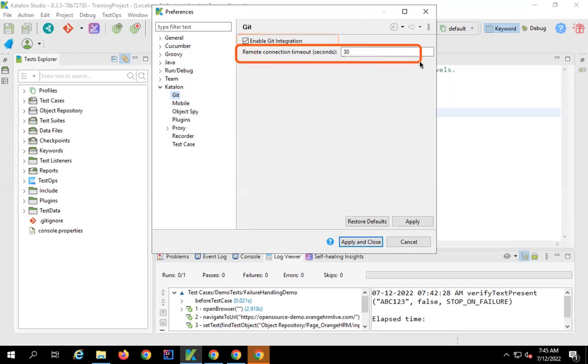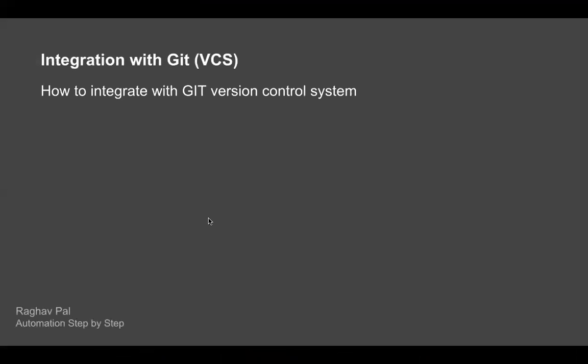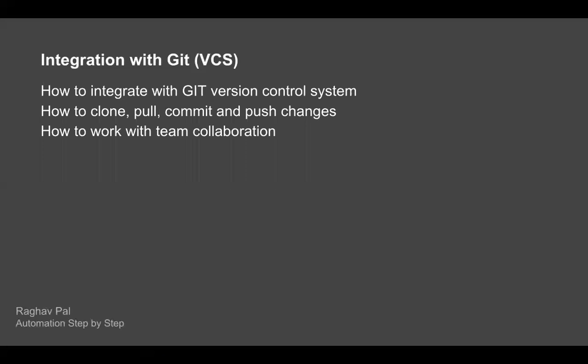We can also set the connection timeout with the Git repository or the remote repositories here. By default, it will be enabled, but if it is disabled, you can enable it from here. So we'll learn here how to integrate with Git, how we clone, pull, commit, and push, and how we work with team collaborations using Git in Katalon Studio.